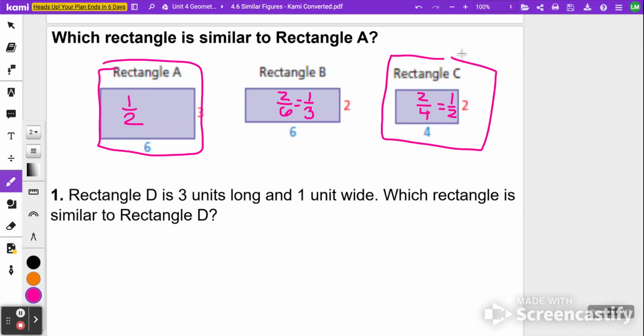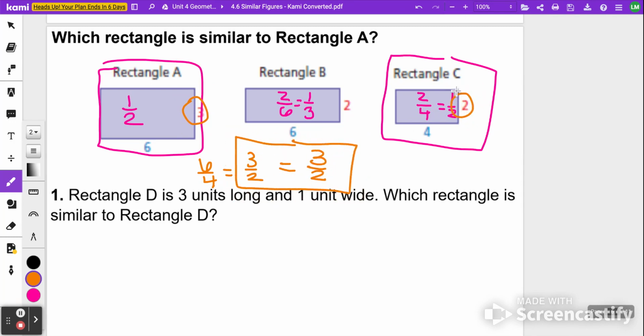Okay. I can also just compare their matching and corresponding sides. For instance, if I wanted to say 6 corresponds to 4, that's a 3 to 2 ratio. 3 corresponds to 2, that's also a 3 to 2 ratio. And notice that those sides are proportional because their fractions simplify to the same thing.